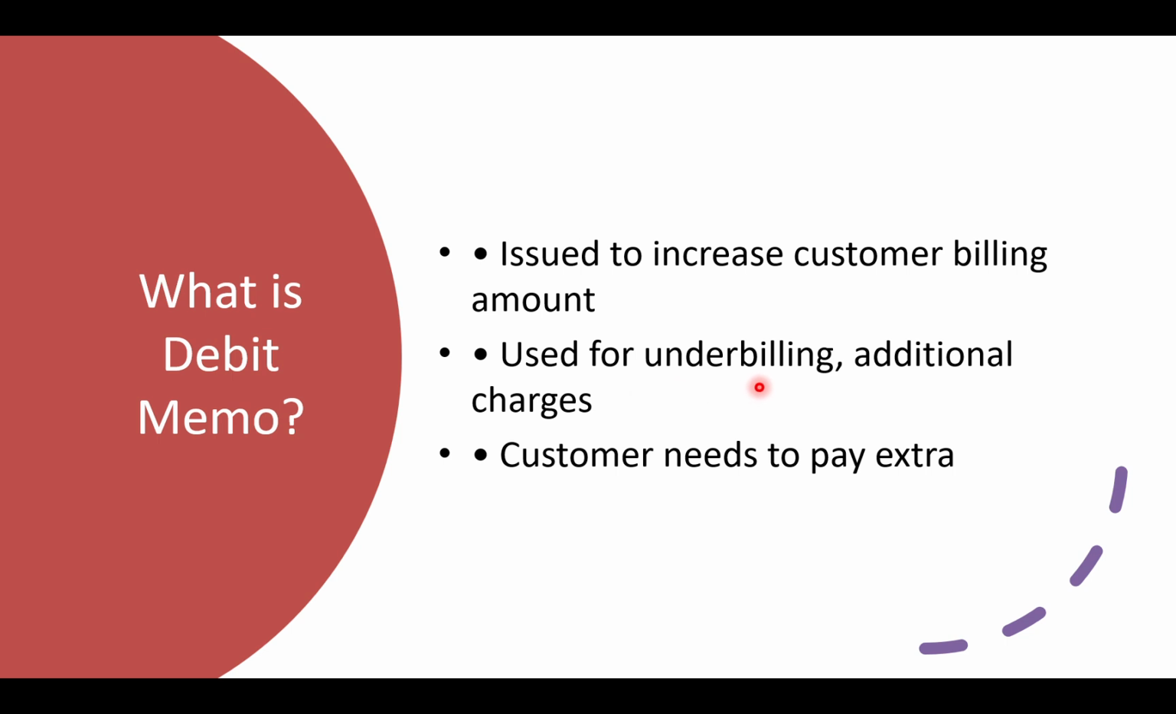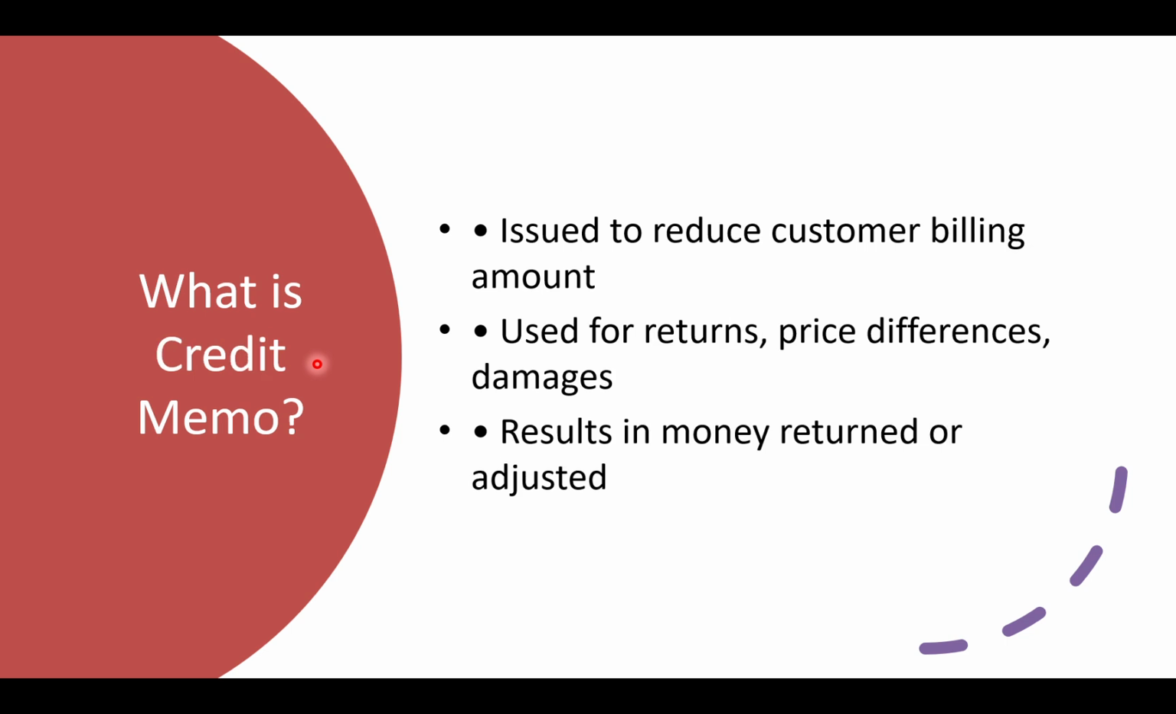It will be used for underbilling, meaning the billed amount is less than the actual billing amount. Also for any additional charges, like freight charges in some cases. The customer might enter a wrong pin code, due to which freight is calculated, and later he corrects the pin code, where the freight amount will be more. That remaining amount the customer also has to bear. Those cases also we will create a debit memo, so the customer will give the money back to the company against the original invoice. This is the case where the customer needs to pay extra.